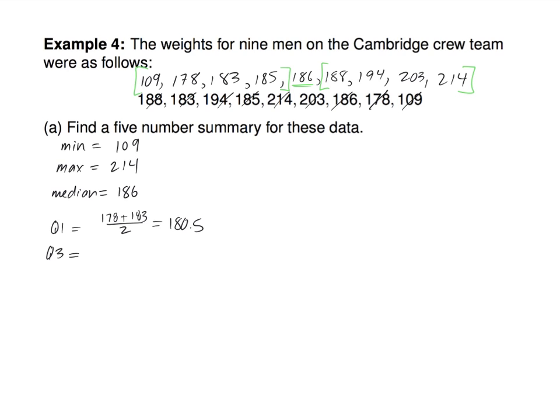On the upper data, which 2 numbers do I average? 194 and 203 over 2, and I got that was 198.5. Awesome. Okay, that is a 5-number summary.